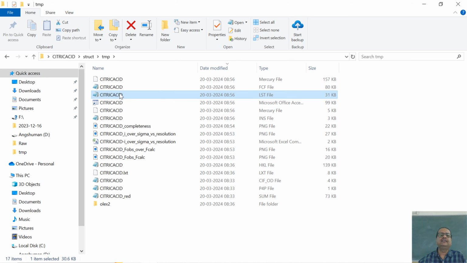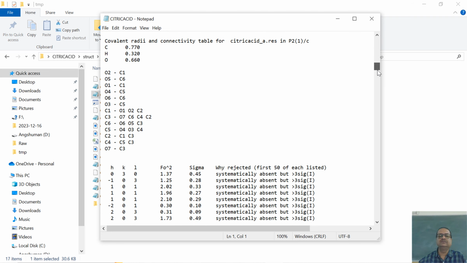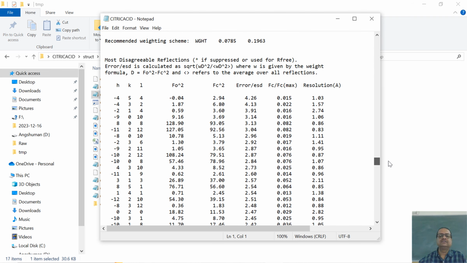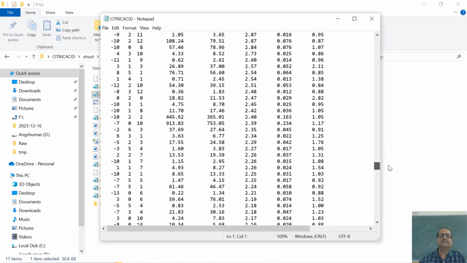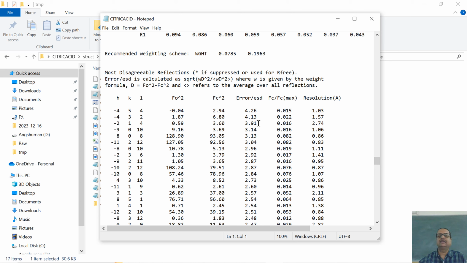This list file is your listing of the rounds of refinement. So this gives you a problem if there is any problem. Here you see, when I said in the class there may be some problem of calculated and observed, it tells you the most disagreeable reflections, where there is a large difference between FC and FO.